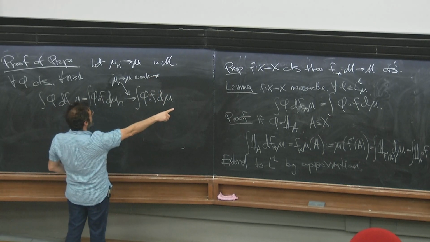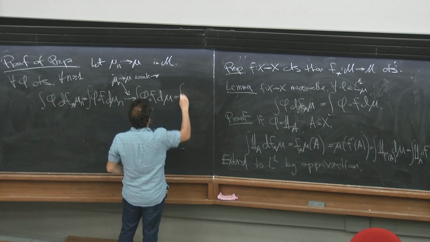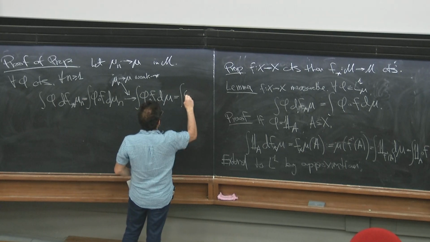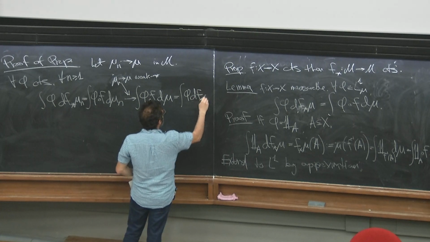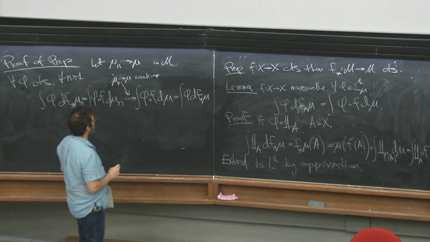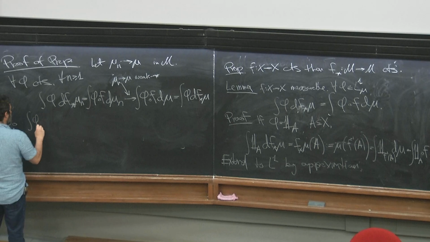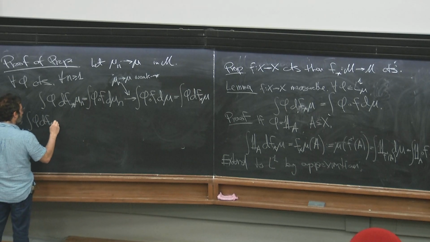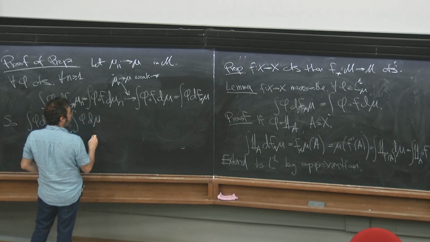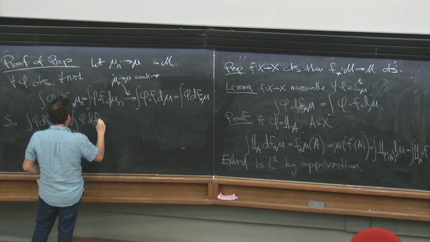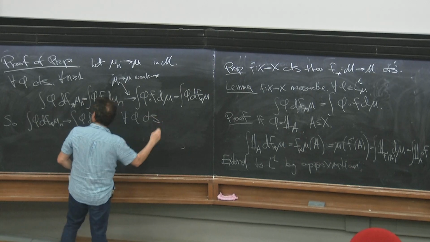And again, I use the same lemma that I just used to go back to this situation. So here I get the integral of phi with respect to d f star mu. So what I really have is that the integral of phi d f star mu n converges to the integral of phi d f star mu, for all phi continuous.